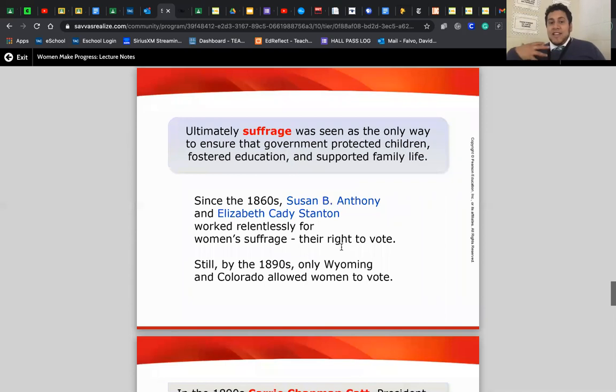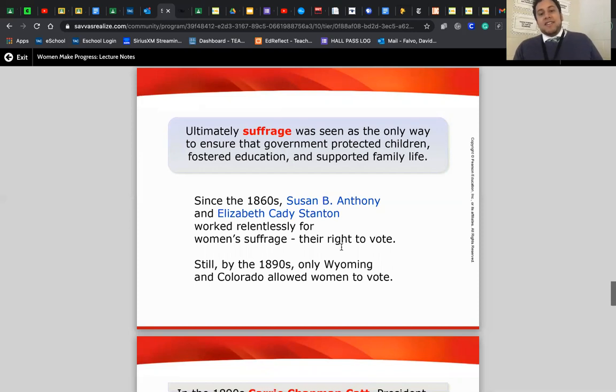Ultimately, suffrage was seen as the only way to ensure that government protected children, fostered education, and supported family life. So they believed the key for women's rights was the right to vote, because then they could elect people who will advocate for them in legislatures and Congress and ultimately the White House.